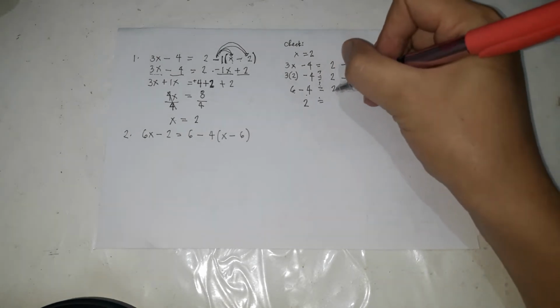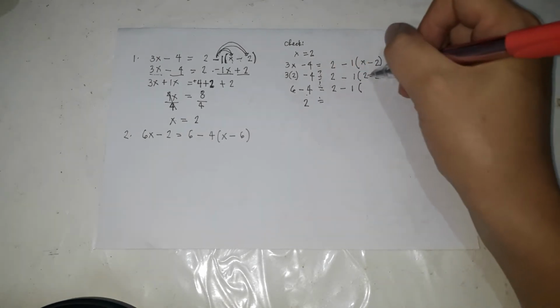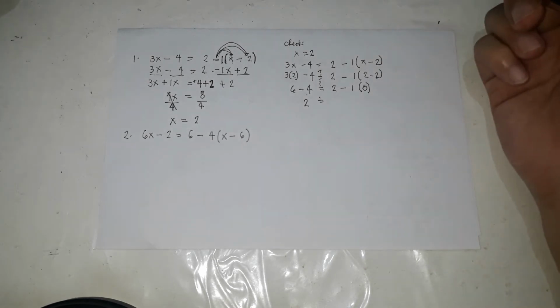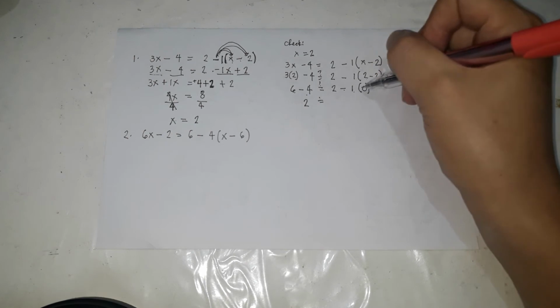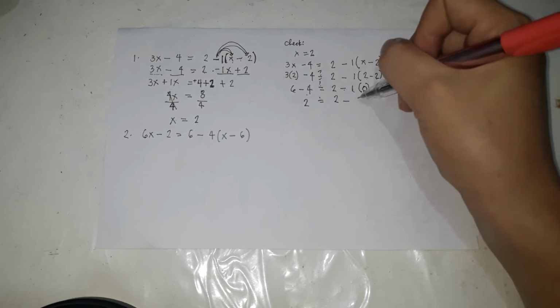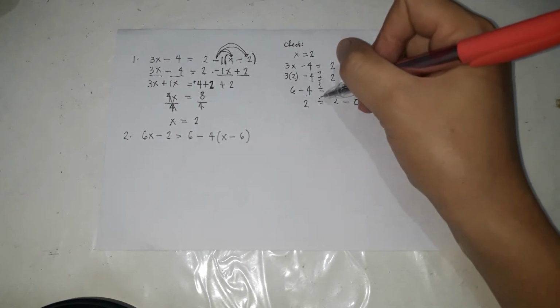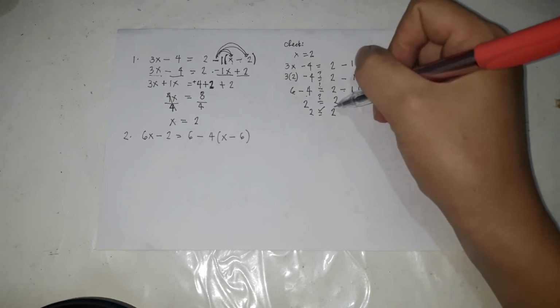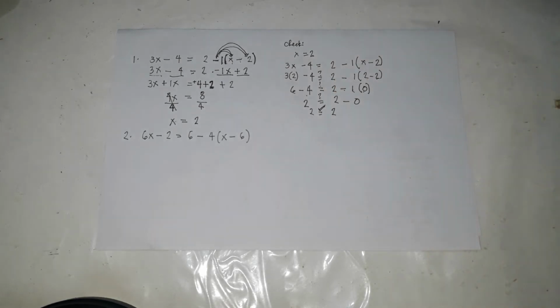Let's have this 2 minus 1. Let's start with the parentheses. 2 minus 2, that's 0. Tapos 2 minus 1 times 0, that's 0. So 2, is it equal to 2? It's true. So our answer is correct.